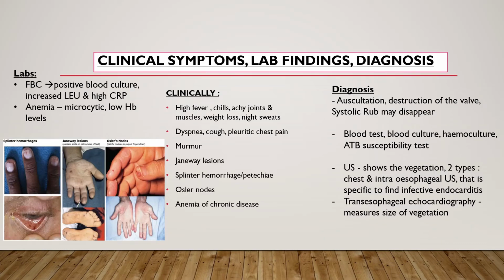The top clinical features are high fever, chills, the patient complains of night sweats, weight loss, dyspnea, cough, and some other high yield terms to know, which are clinical manifestations, are Janeway lesions, splinter hemorrhages, and Osler nodes, as you can see in the picture below.